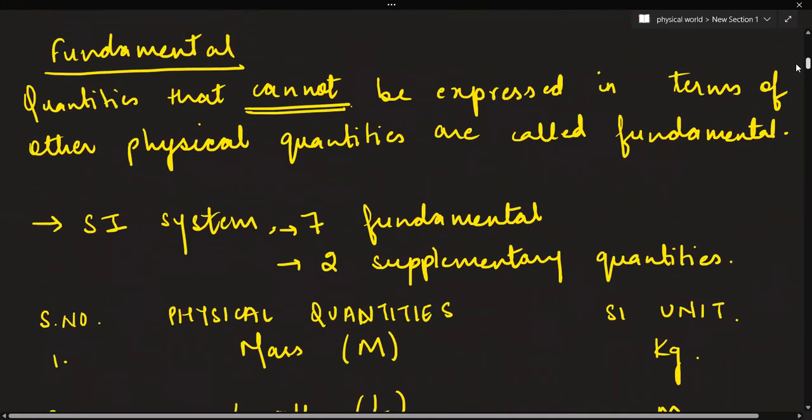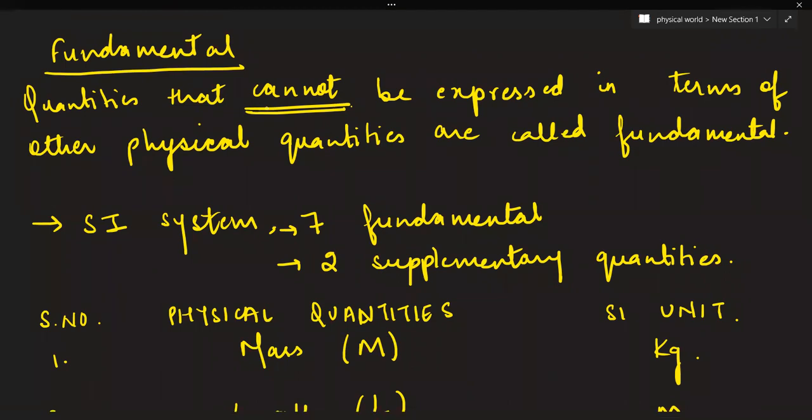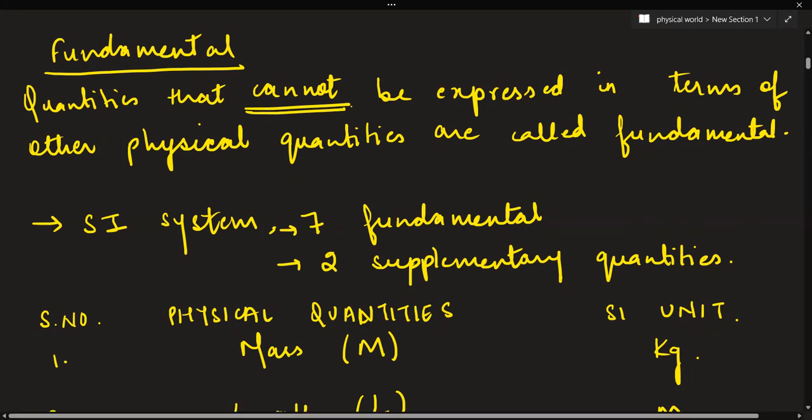Now see, beginning with fundamental quantities: they are those quantities that cannot be expressed in terms of any other physical quantity. What is the meaning of this statement? It basically means that we have some basic quantities, and with the help of those basic quantities, we can make other quantities. You cannot use other quantities to make these. With the help of these, you can make others. So these are known as fundamental quantities. I'll give you an example which will be utilized in your upcoming chapters.